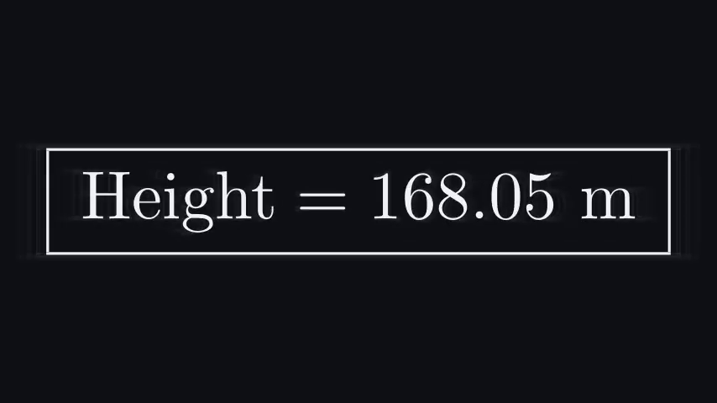To summarize, we changed the angle of depression into an equal angle of elevation at the boat. Then we used tangent to find the height from the foot of the cliff to the midpoint. Since this was only half of the cliff height, we doubled it to get 168.05 meters.